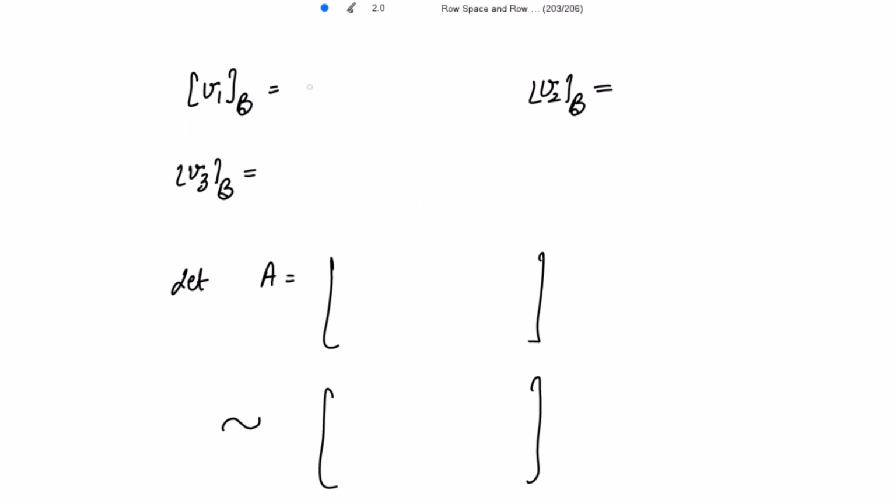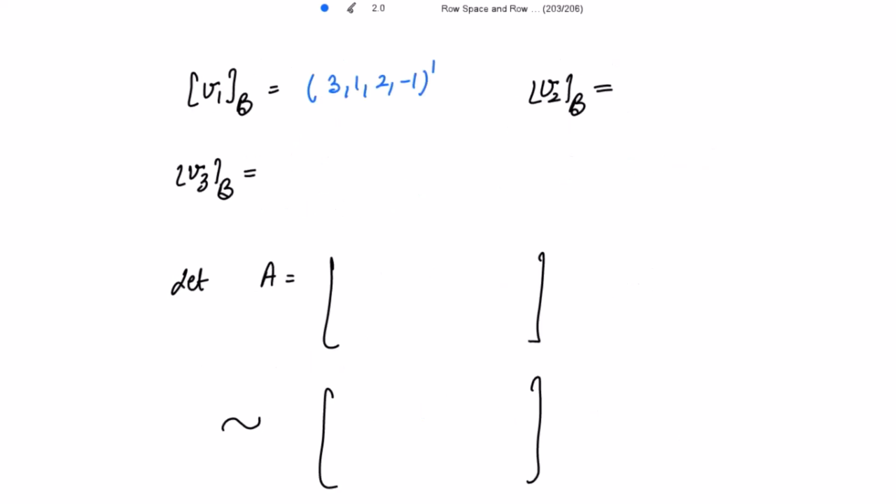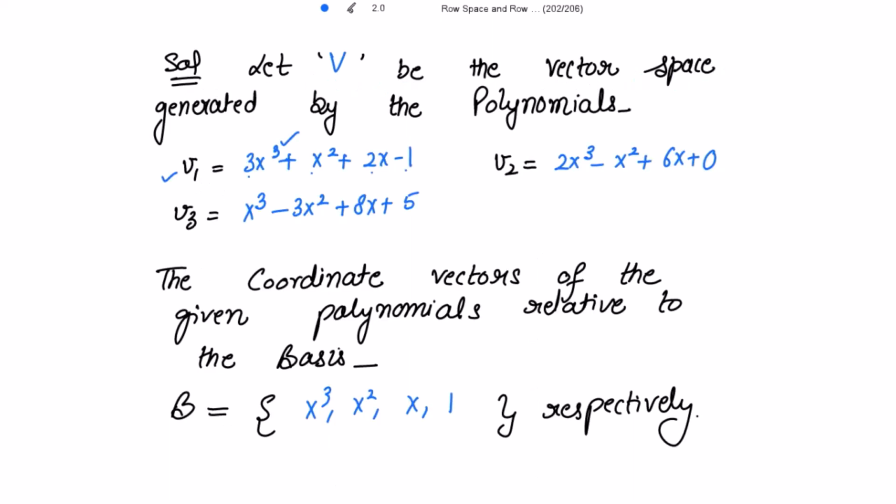Relative to the basis, I'm writing 3, 1, 2, -1 with a dash. This dash means you have to write this vector in a column format: 3, 1, 2, minus 1, like this. Writing the coordinate vector for V2, it is 2, -1, 6, 0. Writing the coordinate vector for V3, it is 1, -3, 8, 5.